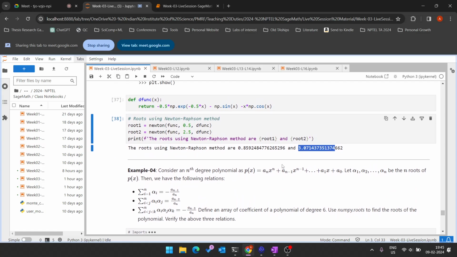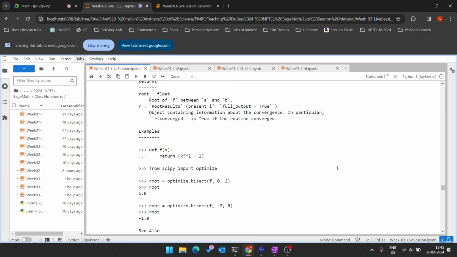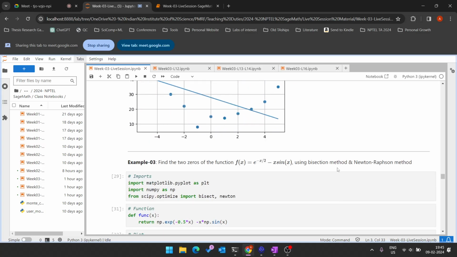Okay, hope this is clear. I will quickly go through this in Hindi again.